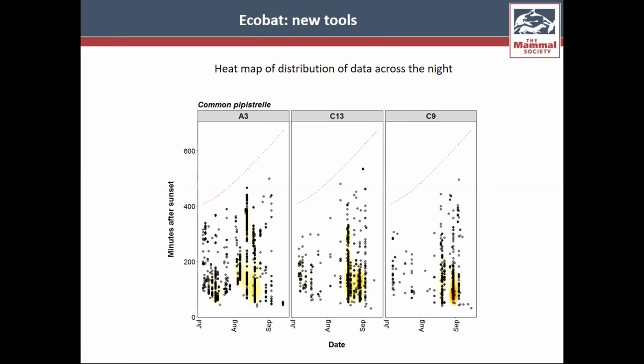You can also look at the distribution of your data across the night, and we've got a little heat map. So this is minutes after sunset here. And so basically sunset time obviously comes in as you move on in the year. And this is just a graph where the darker colours are showing you where most of your bat activity is concentrated.